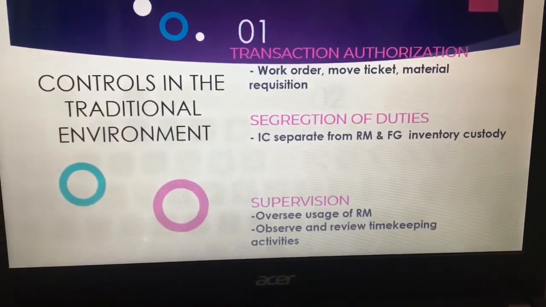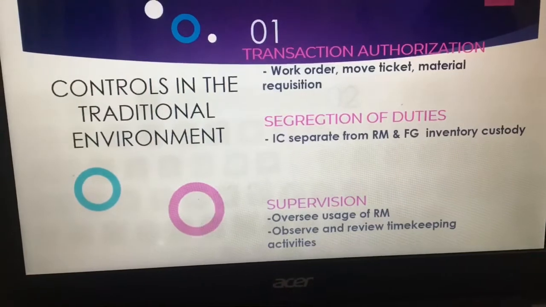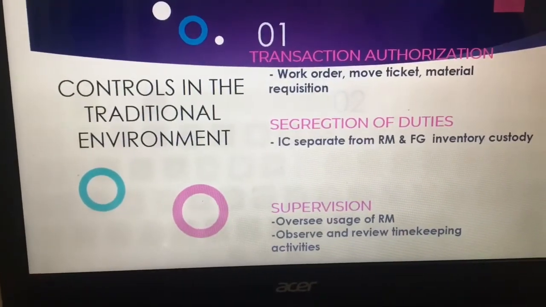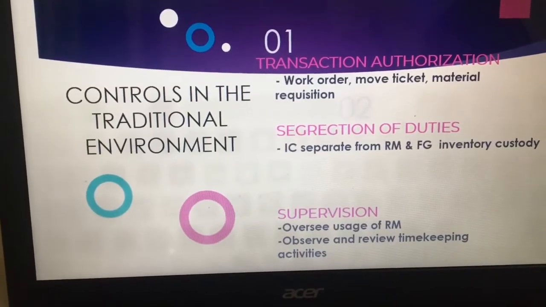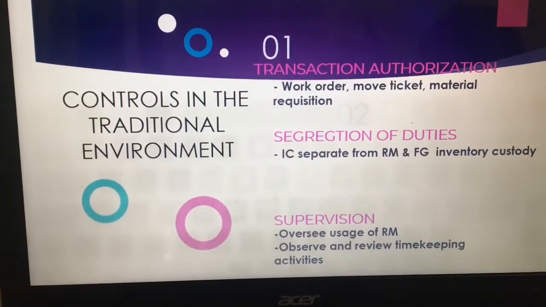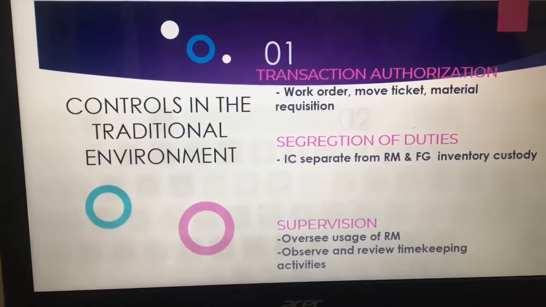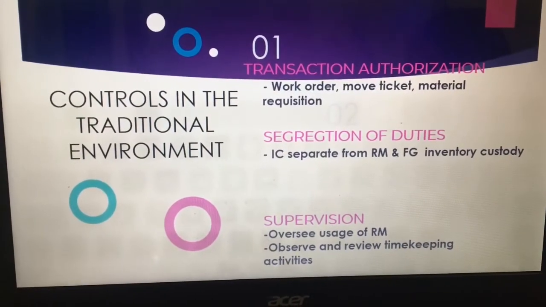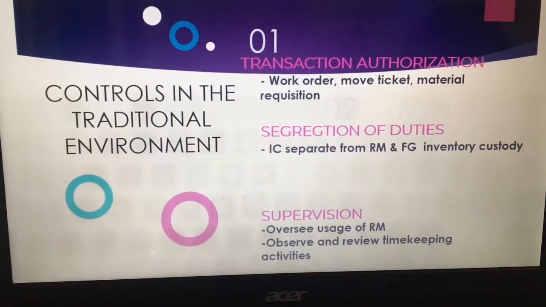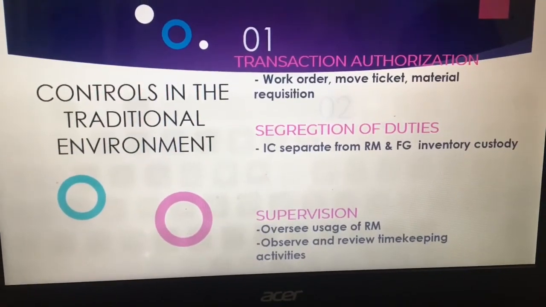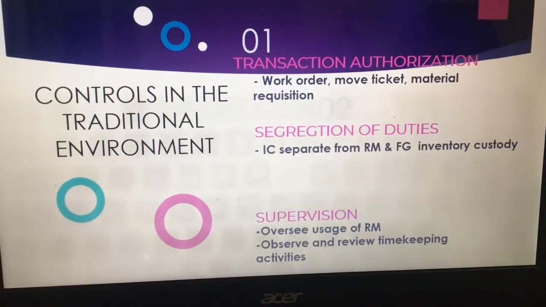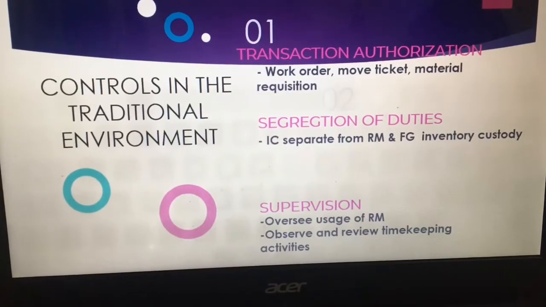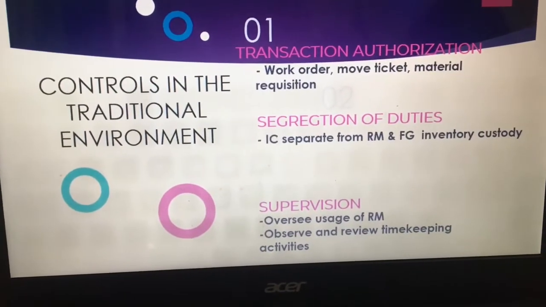So the objective of segregation of duties: the first is that inventory control maintains accounting records of raw material and finished goods. This activity is kept separate from the material storeroom and the finished goods warehouse. The next is that accounting for work in process should be separate from the work centers in the production process. That means segregation of duties.